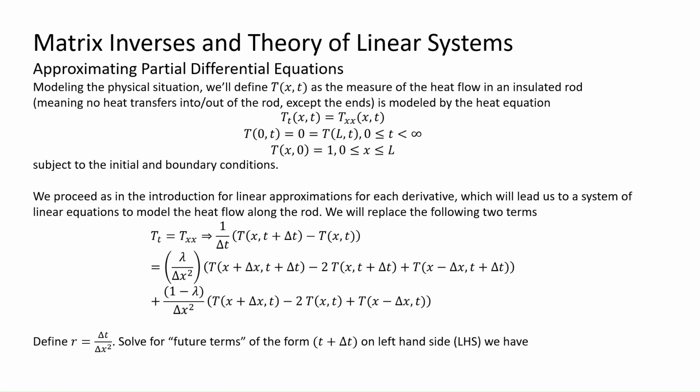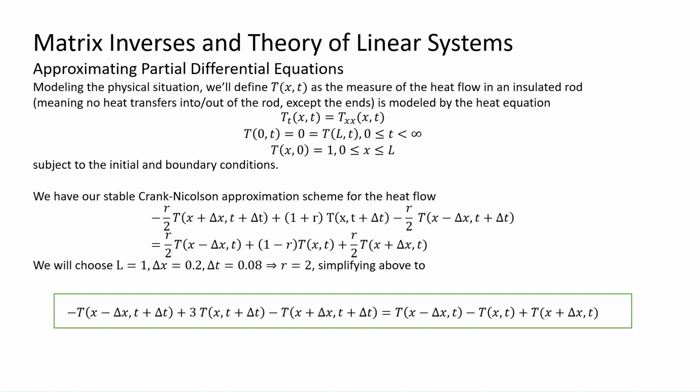Okay, so we're going to plug in our substitution here, and then we're going to move all of the terms with the t plus delta t to one side and all of the terms that we know about over to the right-hand side. And in doing so, what we're going to end up with is something that looks like this. So this is our stable Crank-Nicolson approximation scheme. You're going to end up with, on the left-hand side, negative r over 2 times the temperature as a step forward in both time and space. I said that backwards, in space and time.